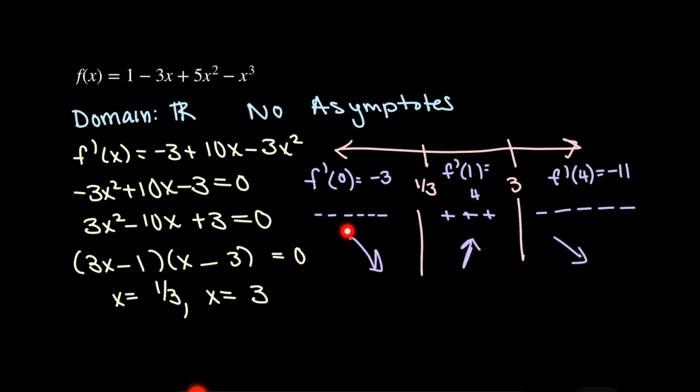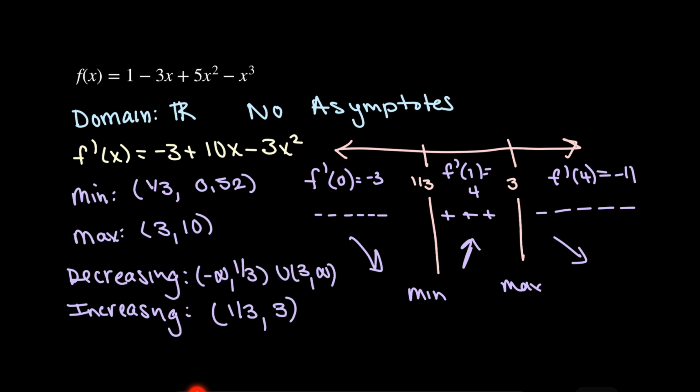If we have a negative derivative, the function is decreasing. Positive derivative, the function is increasing. I can see that the function changes from decreasing to increasing at x equals 1/3. So that would be a local min. And the function changes from increasing to decreasing at x equals 3. That's going to be a local max.